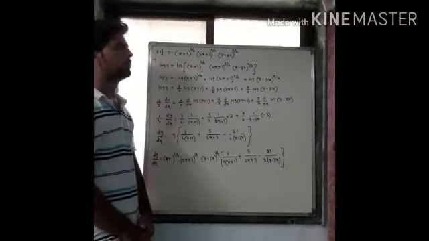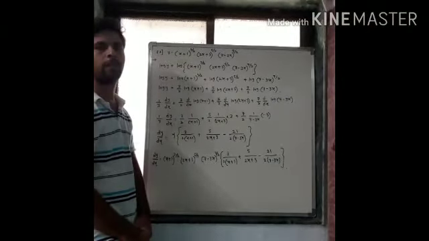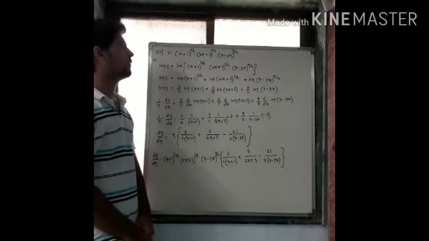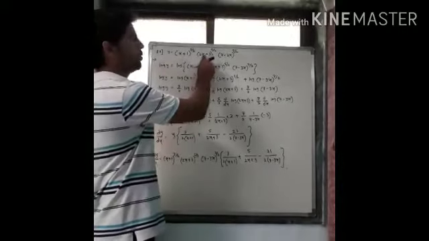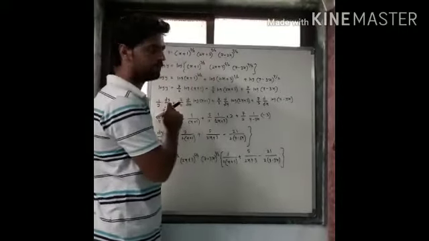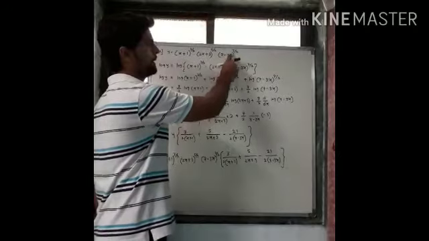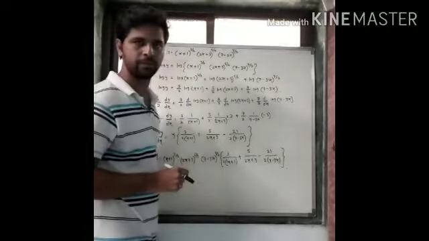Okay students, now we'll see the next sum. y equal to x plus 1 to the power 3 by 2 into 2x plus 3 to the power 5 by 2 into 7 minus 3x to the power 7 by 2.